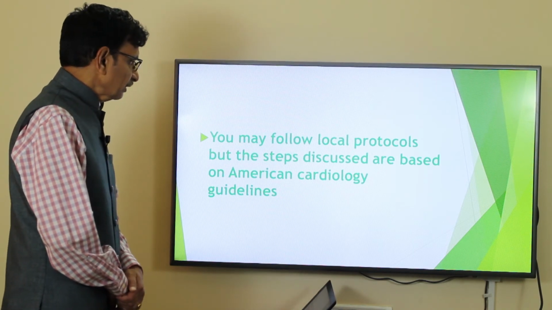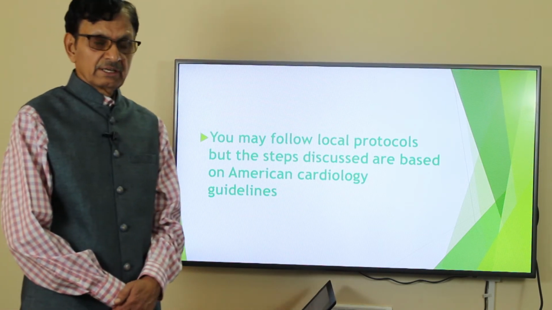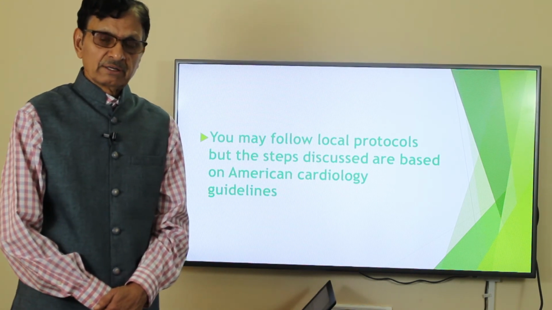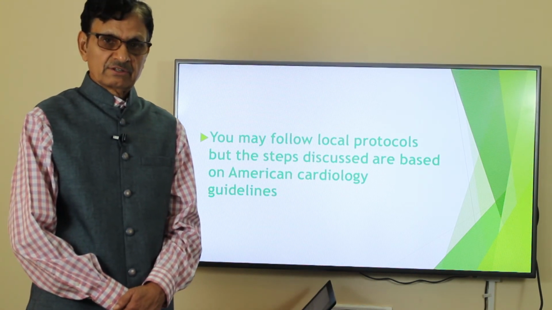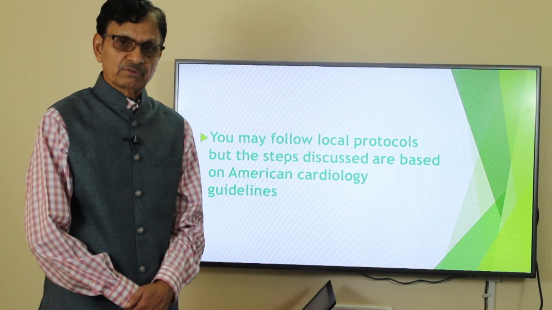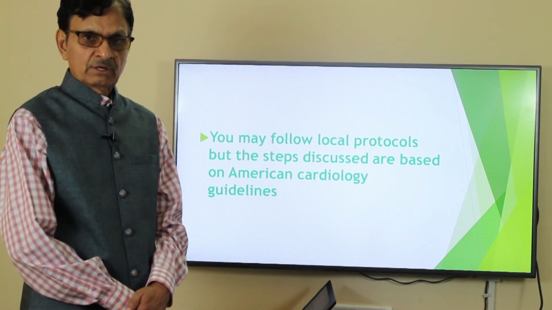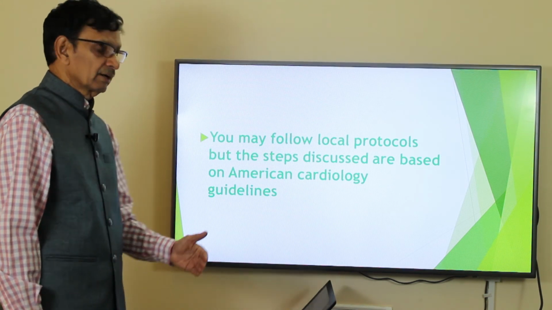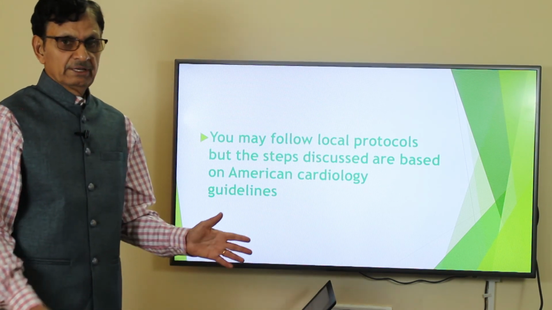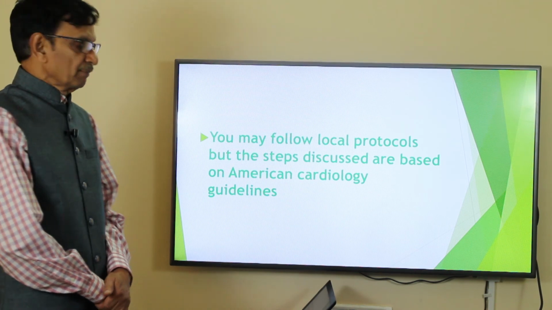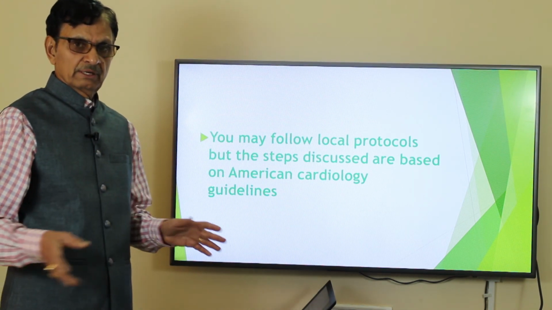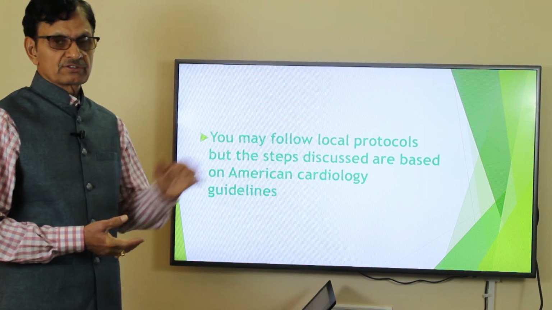And there is no reason why you should be sending all low-risk surgeries for a prior cardiac consultation and wasting patients' resources. But again, I want to emphasize that if your local protocols call for cardiology consult routinely, please go ahead and follow your protocols. But this is how we practice, and we triage our elective surgery patients based on the guidelines.